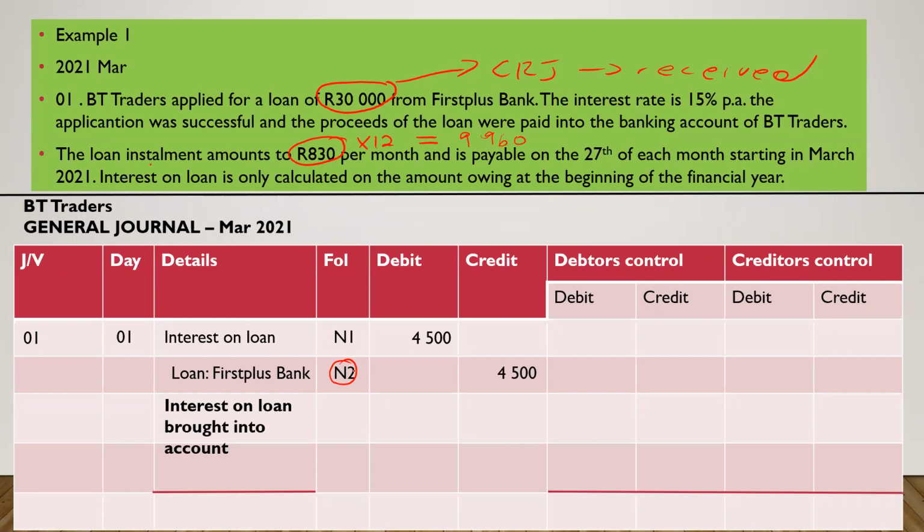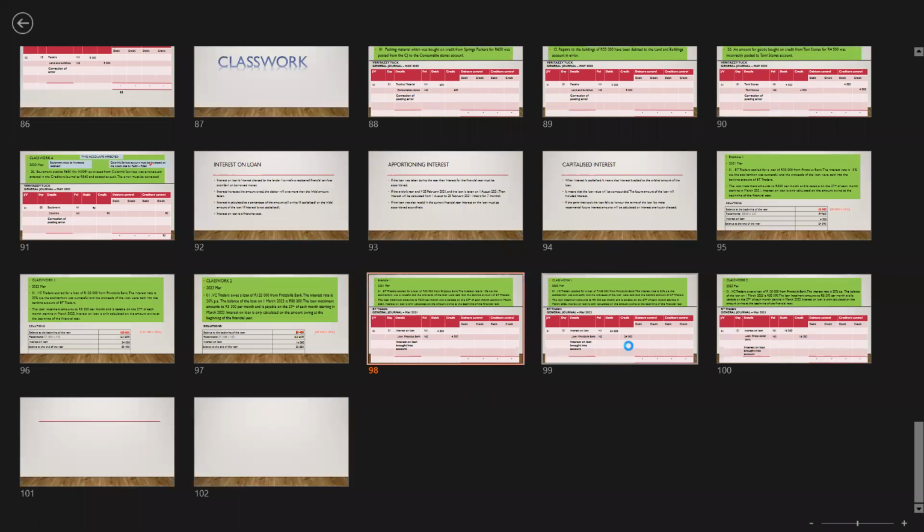Please note that you can't take this under creditors control. A loan is not creditors control. Creditors control are the people that we buy from on credit. Here we are not buying on credit. We are getting an amount of 30,000 rand as a loan. We're getting money. So money is a loan. It can't go under creditors control. Creditors control represents people that we buy from on credit. Are we all together? Okay, silence means that we are indeed together. So I will move on.